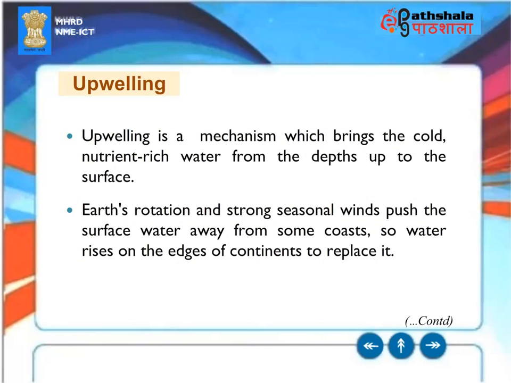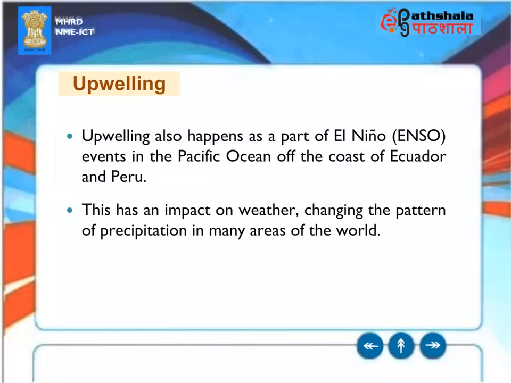Upwelling is a mechanism which brings the cold, nutrient-rich water from the depths up to the surface. Earth's rotation and strong seasonal winds push the surface water away from some coasts, so water rises on the edges of continents to replace it. Upwelling also happens as a part of El Nino, ENSO events in the Pacific Ocean off the coast of Ecuador and Peru. This has an impact on weather, changing the pattern of precipitation in many areas of the world.